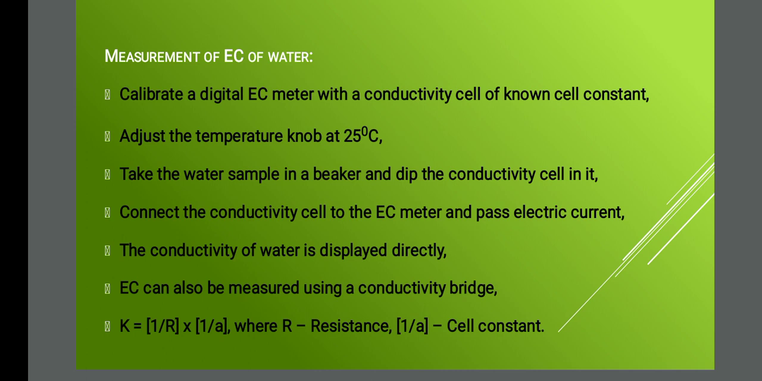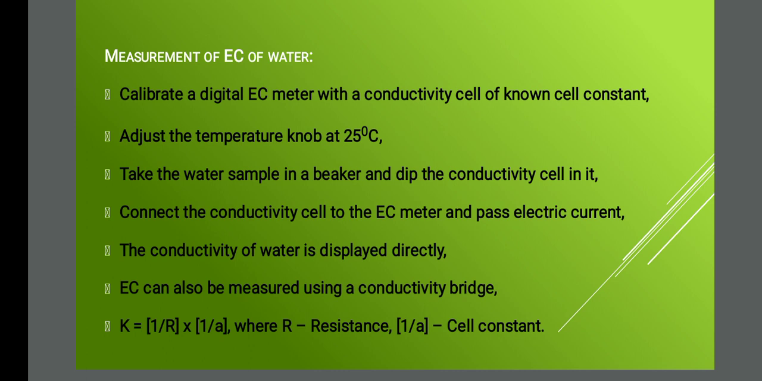So what we do normally is adjust the cell constant knob to maintain the conductivity meter with the cell constant of 1. You have to adjust with conductivity water. The cell constant is maintained as 1 and the temperature is 25 degrees centigrade. After adjusting these two, you should not touch any of the knobs. You have to keep it as it is. Then you take the water sample in a beaker and dip the conductivity cell.